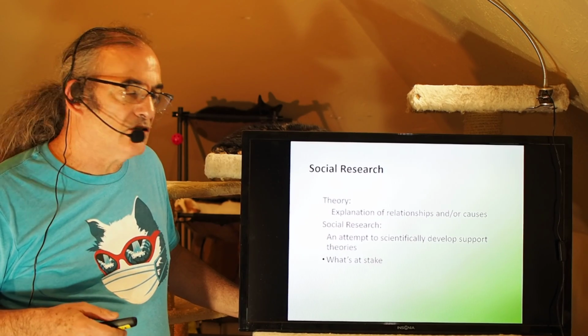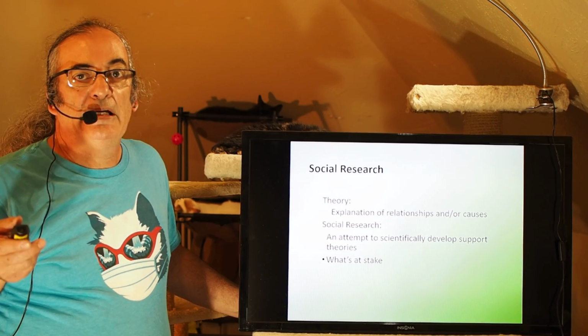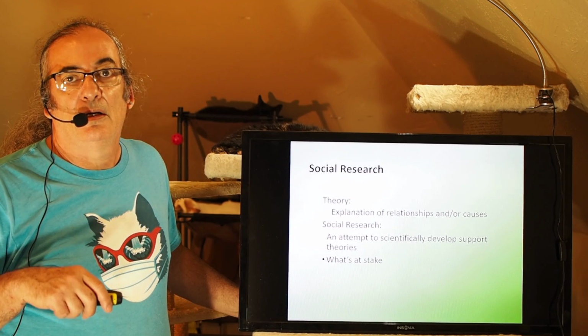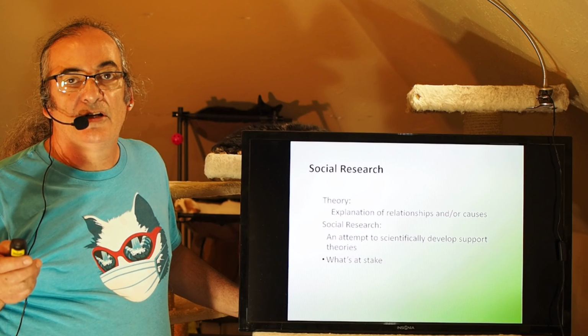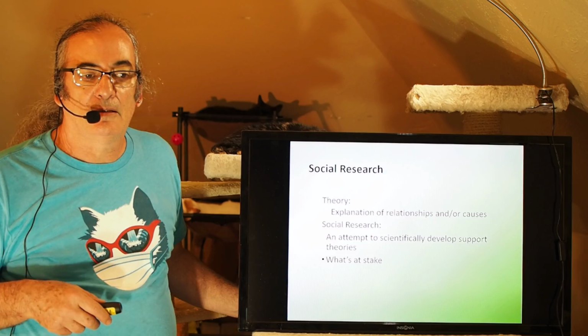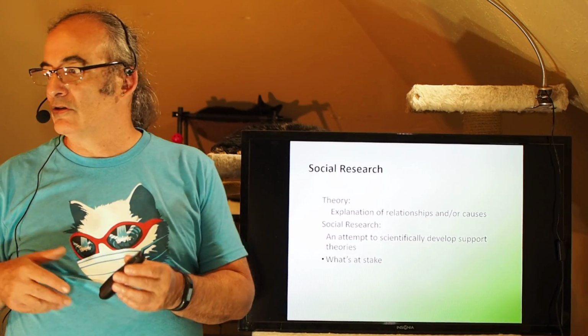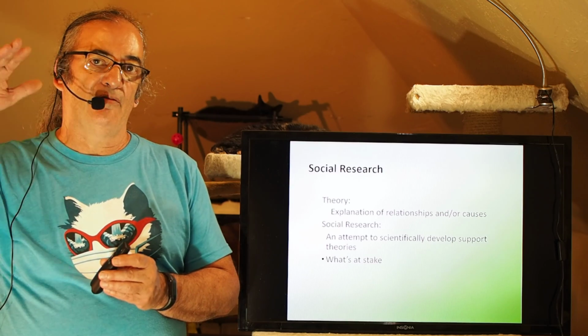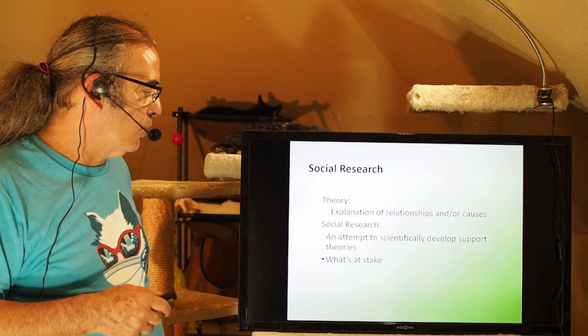Now, what's at stake in social research? Well, for many tenure-track professors, it's their career or not their career. Publications are all important to tenure-track academics, right? The publication count and the quality of the publications really determines whether they get tenure and whether they advance, whether they rise up the ladder or not.